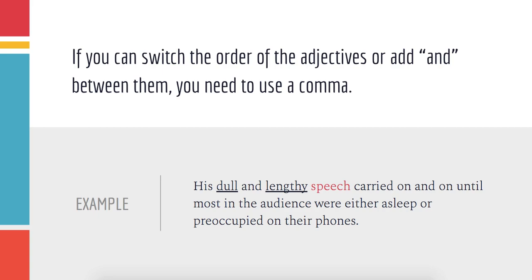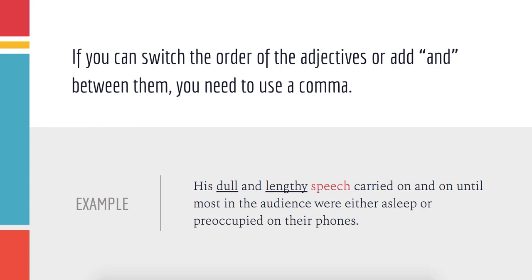Here's another example. His dull and lengthy speech carried on and on until most in the audience were either asleep or preoccupied on their phones. Again, we've added and into the middle of those. And because we can do that successfully and nothing sounds off, that means that we have those coordinate adjectives. So there are your two tests to figure out if you need a comma between adjectives. First off, can you change the order of them? And then second off, can you add the word and between them?